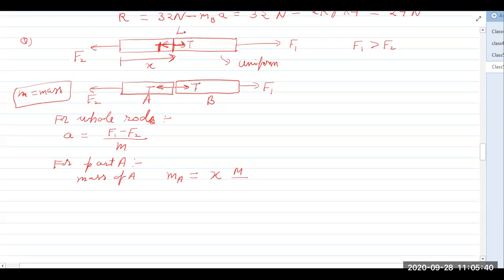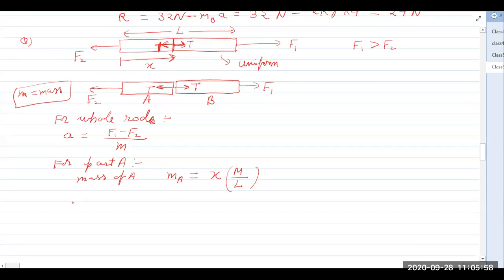Suppose the whole length of the rod is L. That will be given in the question. M by L. This will be the mass of part A. Total mass divided by length, that is mass per unit length. If you multiply it with this length x, you are going to get the mass of part A.